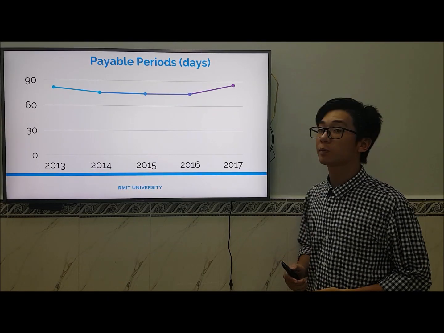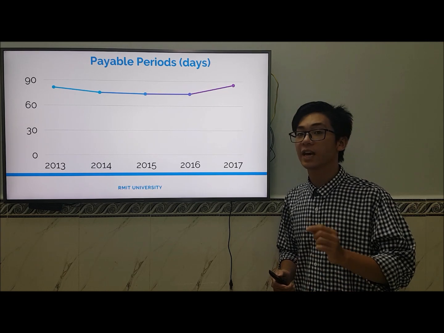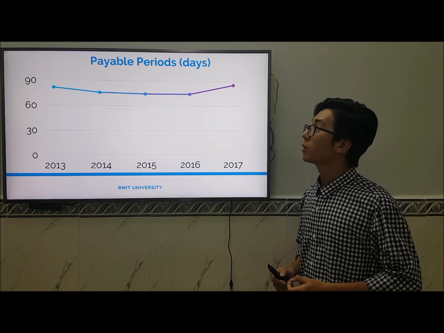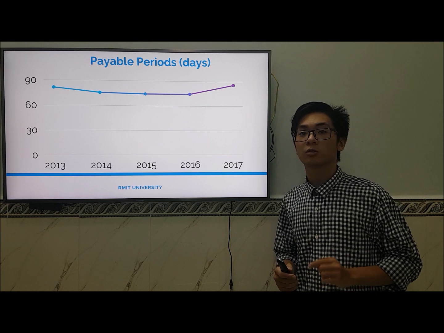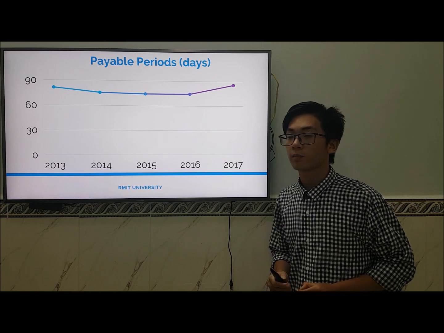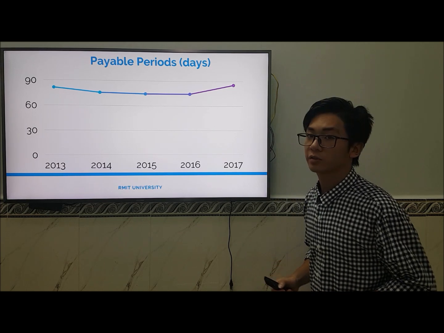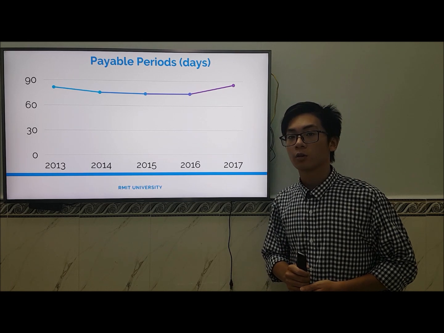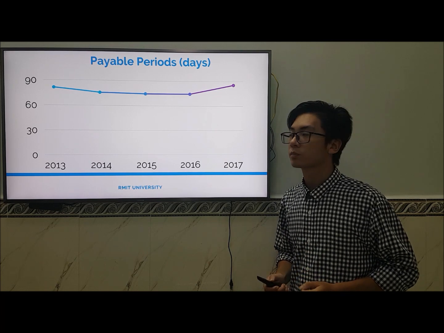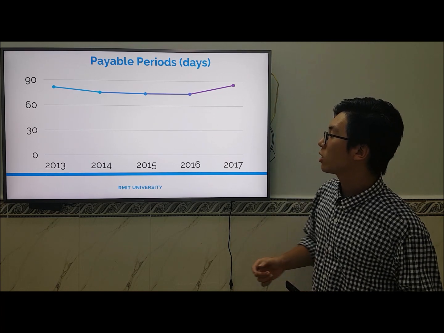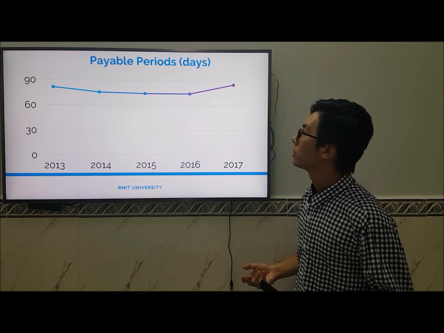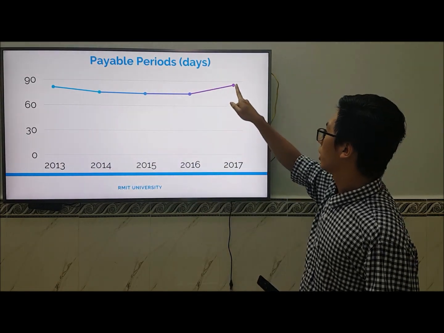Moving on to payable periods, which were calculated in days. Now, apart from inventory turnover, payable periods have a much more stable trend. There are no significant changes in this chart. Payable periods indicate how long it takes for a debtor to pay back their money. The lower it is, the better. As you can see here, in 2013, it took about 18 days for debtors to pay back their money, and this number remains very stable until 2017.